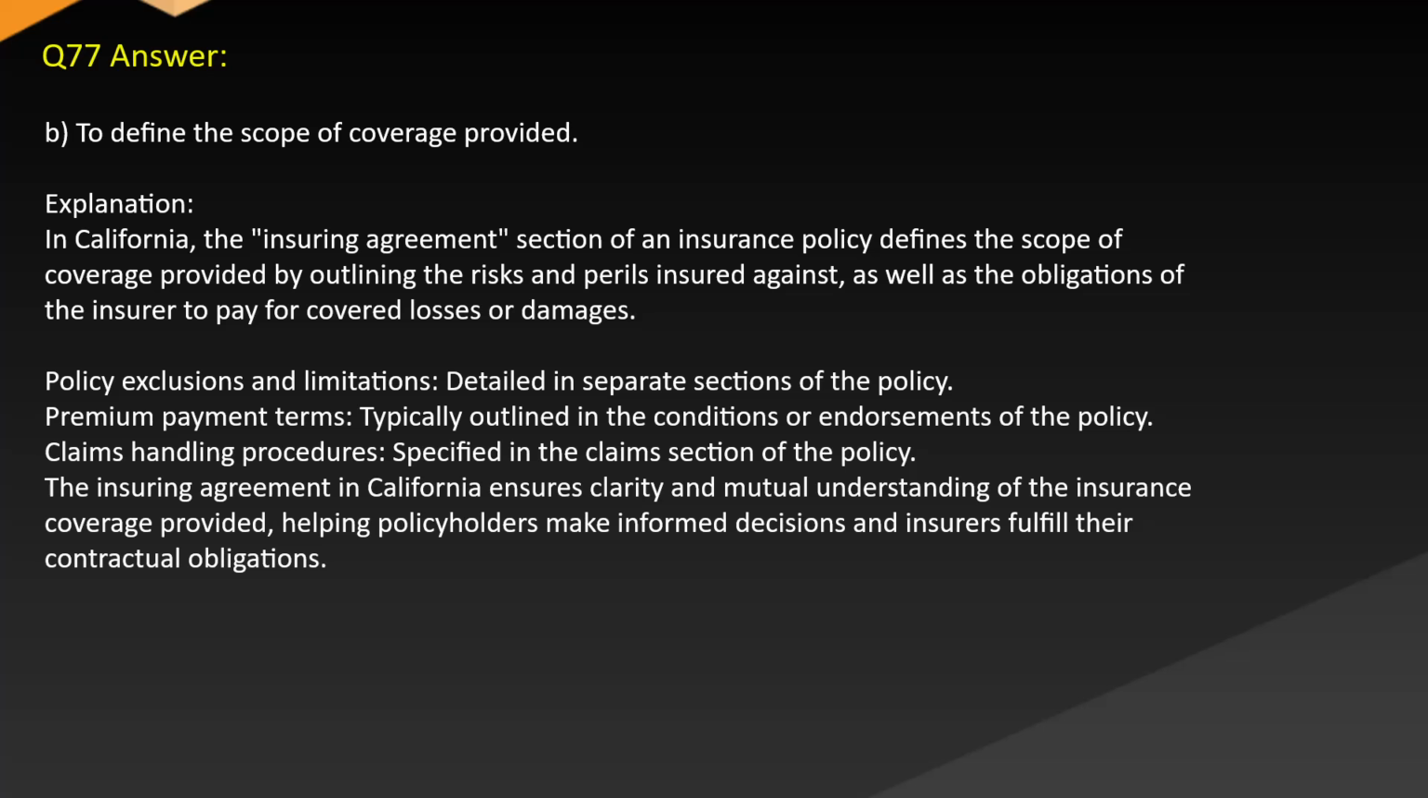Explanation. In California, the insuring agreement section of an insurance policy defines the scope of coverage provided by outlining the risks and perils insured against, as well as the obligations of the insurer to pay for covered losses or damages.